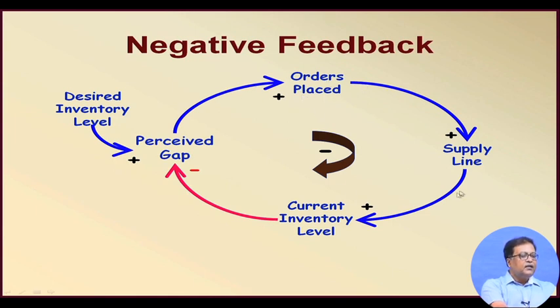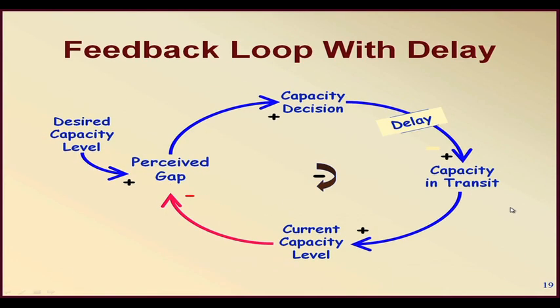But what is the total effect? Suppose more orders, more supply, more inventory, less gap. As the gap reduces, less orders. So, we started with more orders, more supply, more inventory, less gap, and less gap, less orders. We started with more, ended with less. That is why it is negative. That is why this entire loop is called a negative feedback loop. Is it all right? Such things do happen.